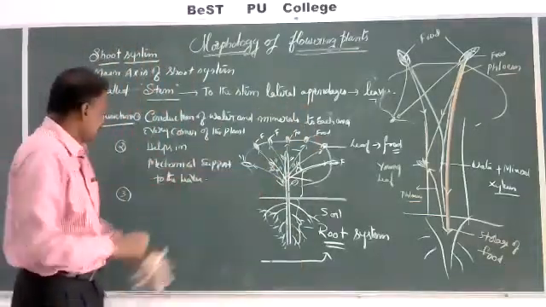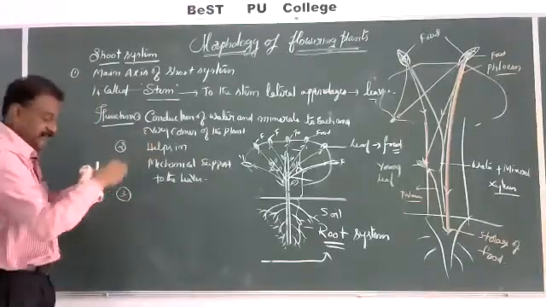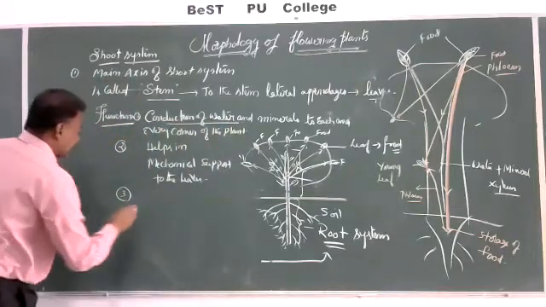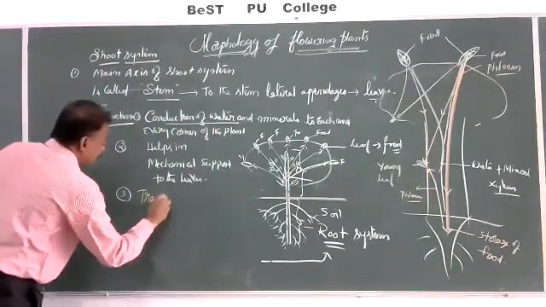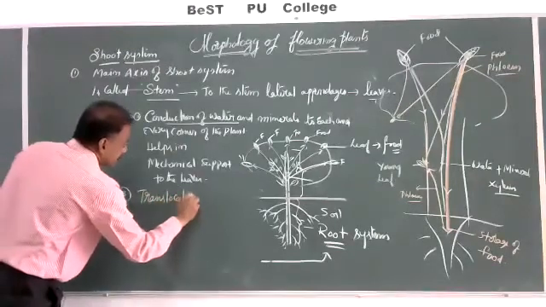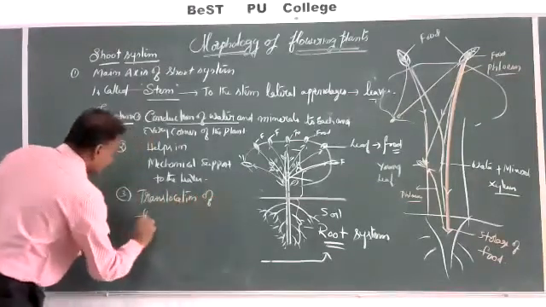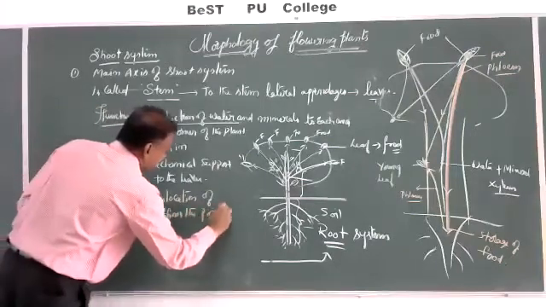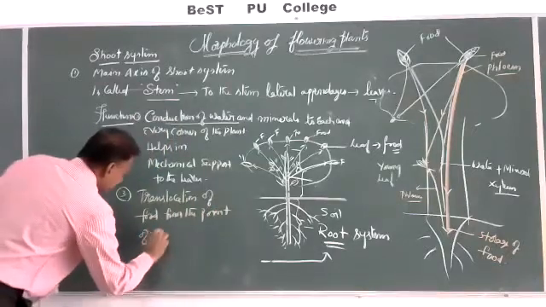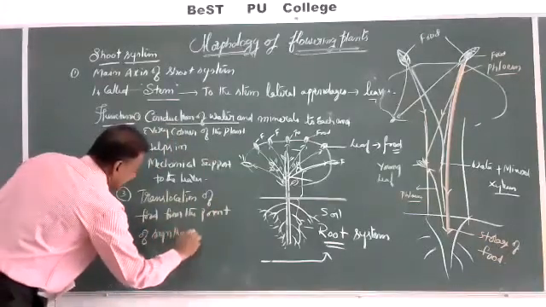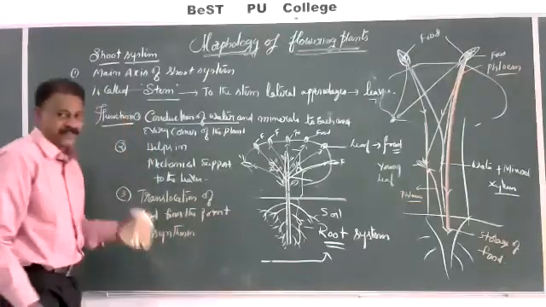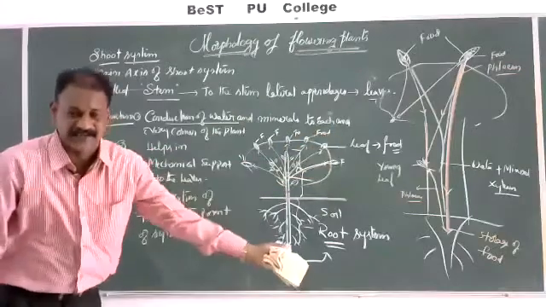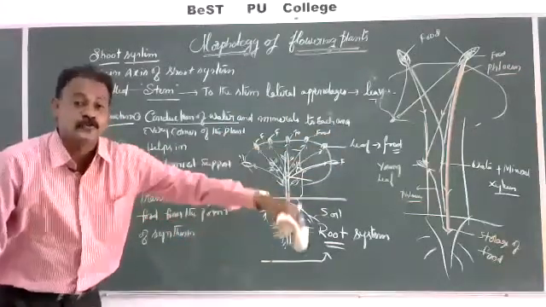So it is responsible to give mechanical support, conduction of water, and translocation of food from the point of synthesis, where food is synthesized, the leaves. From the leaves, food is supplied to other areas where it is required or where it can be stored.